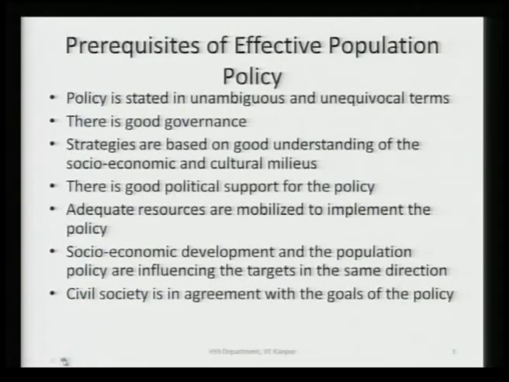There are certain prerequisites of effective population policy. How can we make our policies effective? Something which will also be required in exploring effectiveness of the policy. First, the policy must be stated in unambiguous and unequivocal terms. There must be clear goals, objectives, targets. Policy must be stated in unambiguous terms.